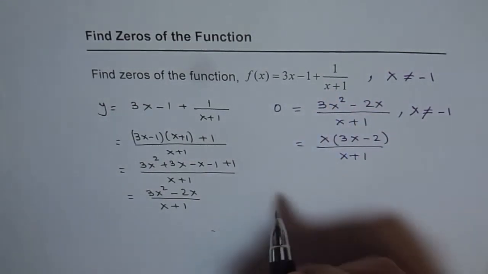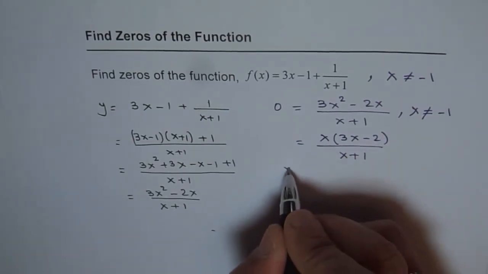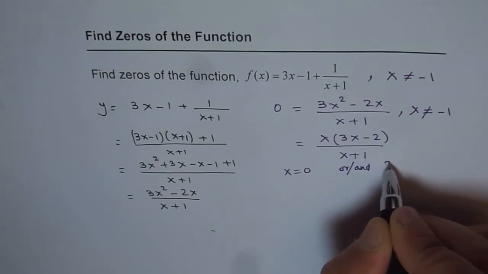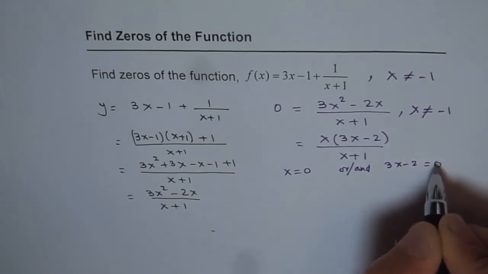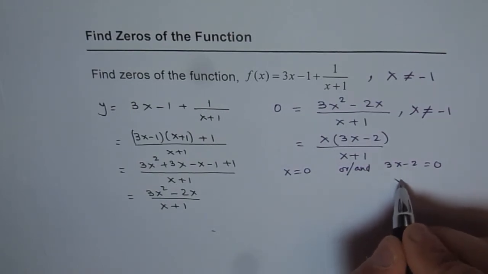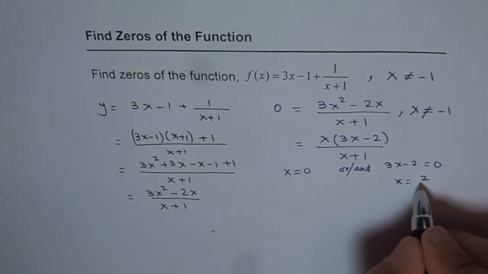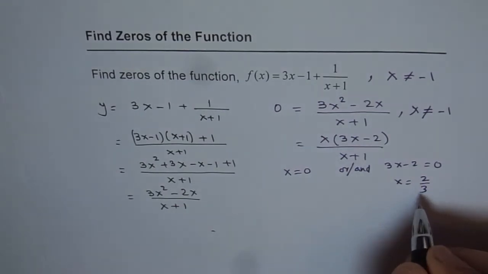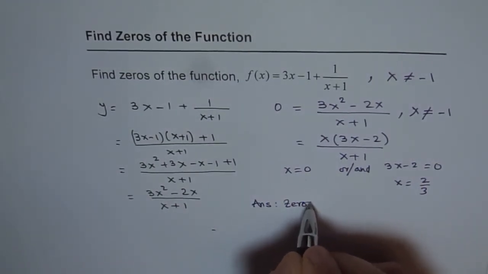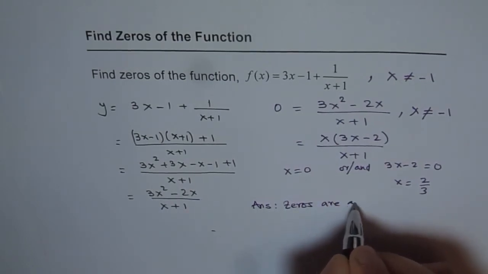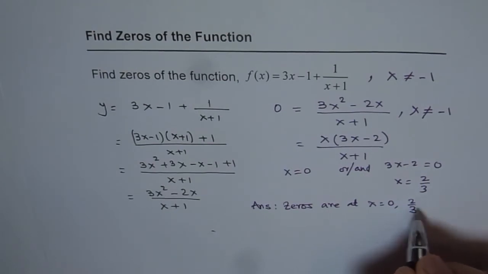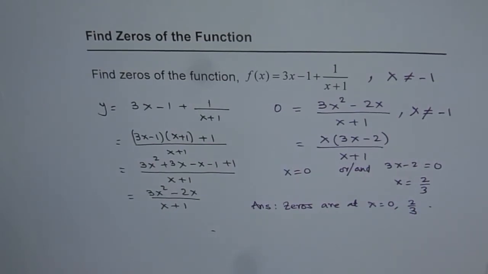Now, the solutions for this will be either x equals 0 or 3x minus 2 equals 0. You can solve for x. Here x equals 0, and here x will be equal to, take 2 this side, divide by 3. So these are the two solutions. So our answer is zeros are at x equals 0 and 2 over 3. So that is the solution for the given equation.